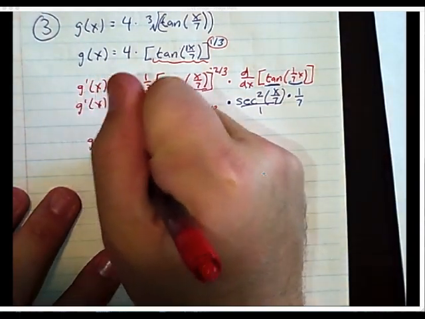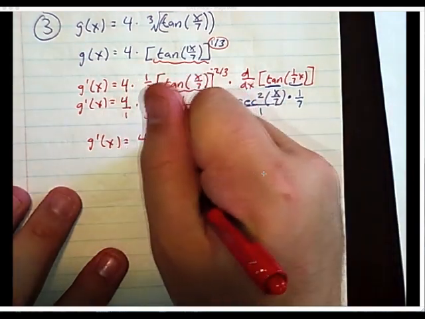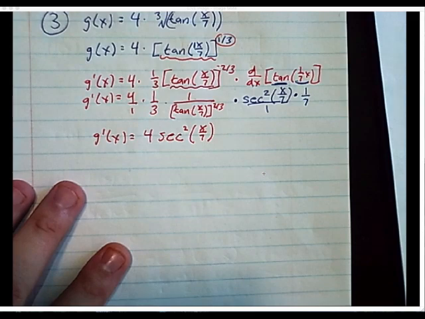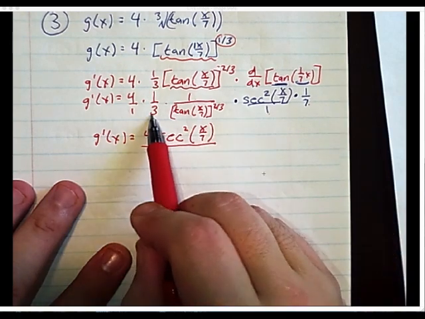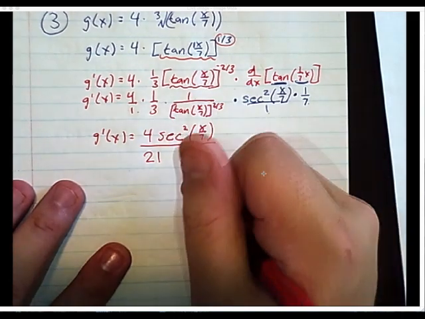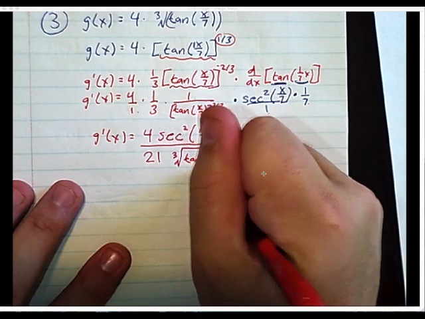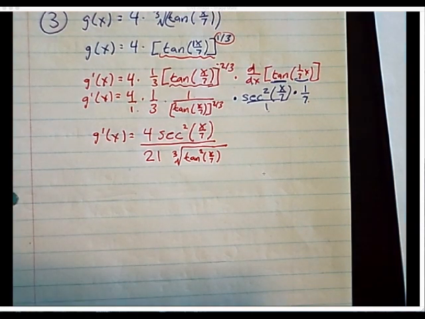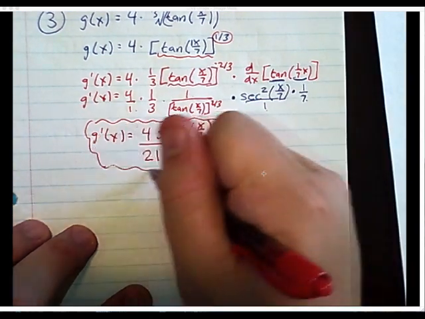So a nicer way to write it, just kind of go across. 4 times 1 times 1 times 1 is 4. So we get 4 secant squared of x over 7 over 7 times 1 times 3 times 1 is 21. Okay, and I can rewrite this as a radical. It's a cube root of tangent of x over 7 squared. And you can put the squared right there. So it's a little bit nicer way to write it.